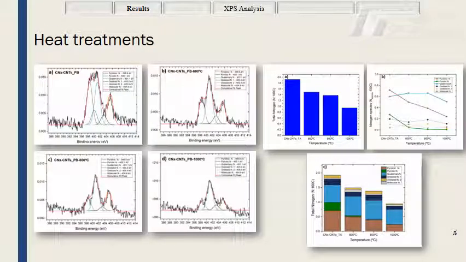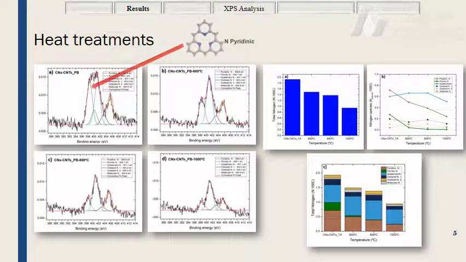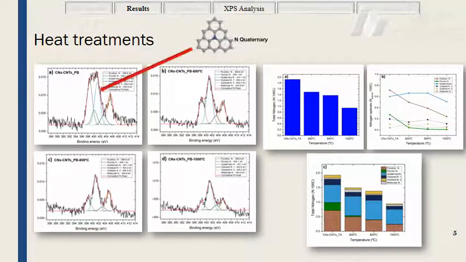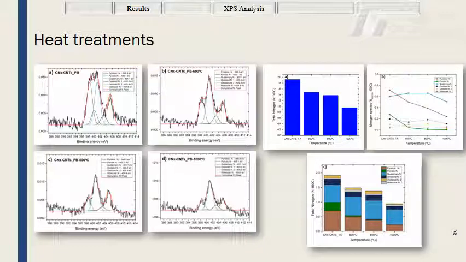Afterward, heat treatments were carried out at three different temperatures: 600, 800, and 1000 degrees. We used XPS to confirm the presence of nitrogen, as well as possible nitrogen species. Indeed, the main species, pyrrolic, pyridinic, and quaternary, were present in the carbon nanotubes. It can be seen how the presence of the nitrogen species decreases, with the exception of the quaternary nitrogen, which seems to remain stable.